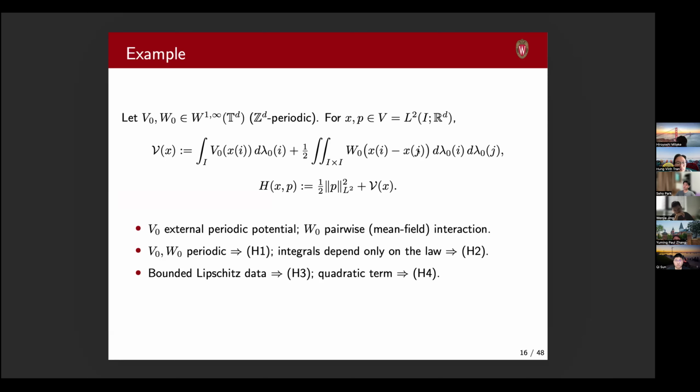And I want to explain just one example of our Hamiltonian. Since our setting is about the particle system, we can think about the potential on the particles. Here V naught is the external potential, and W naught is the interaction potential between every possible pair of particles. Here V naught and W naught are periodic, so that's why our Hamiltonian is also periodic. The potential is given by the integral of V naught of X or W naught of the difference between two particles, so it is invariant under rearrangement. Our Hamiltonian also has that. And V naught and W naught are bounded Lipschitz, so our Hamiltonian is Lipschitz. And due to the quadratic term as usual, it gives some coercivity to our Hamiltonian.